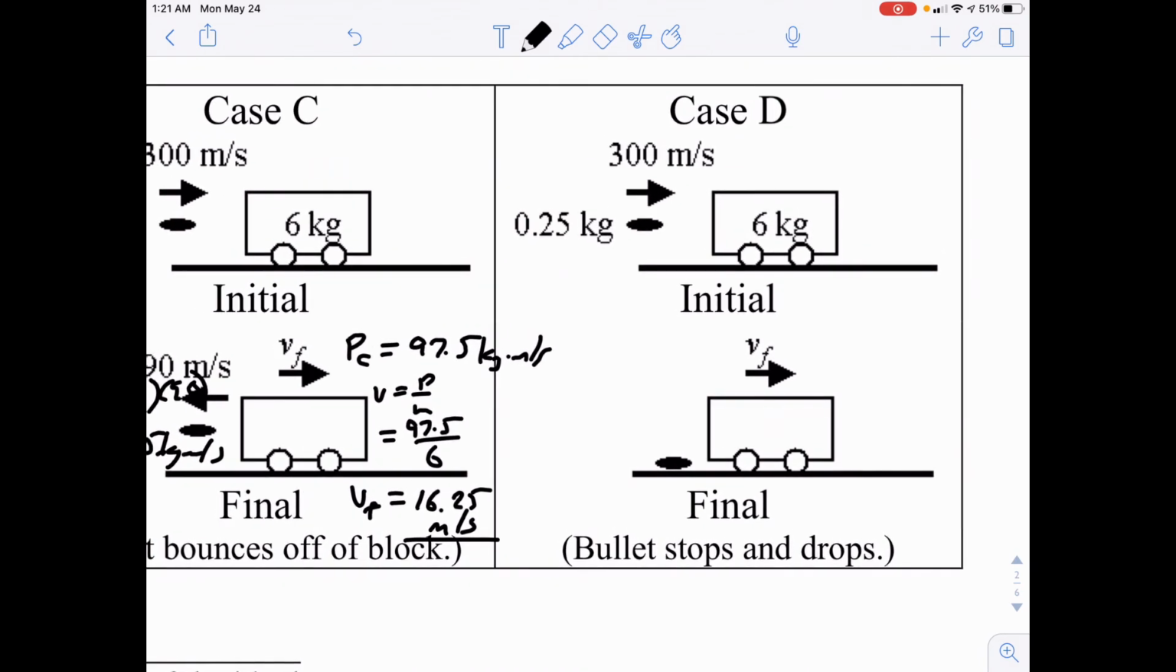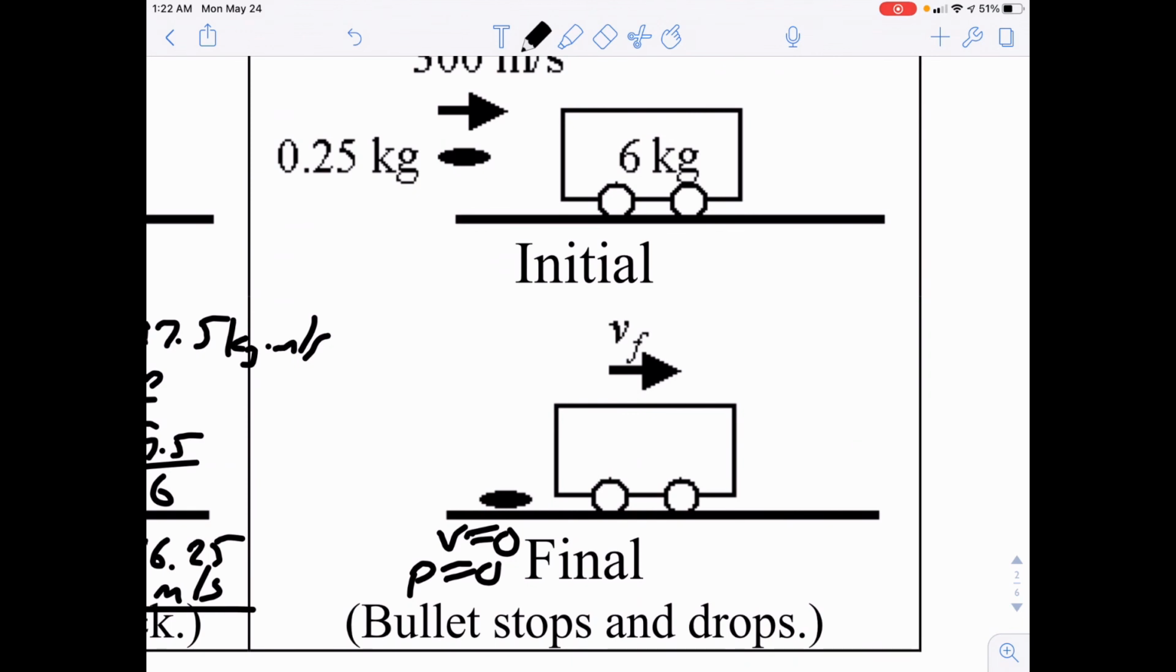And in case D, we've got a case where the bullet simply hits the cart and just falls. In other words, the final velocity is 0, which means the momentum of the bullet essentially drops to 0. That means the momentum is completely transferred to the cart, which means momentum final, which we already know is 75, is equal to mv final. And so it would be 75 over 6, which is 12.5 meters per second.